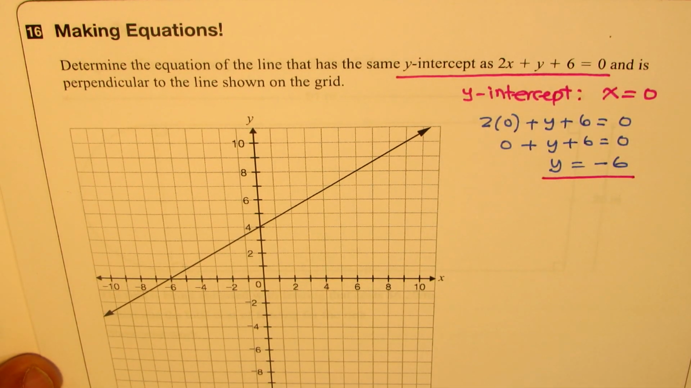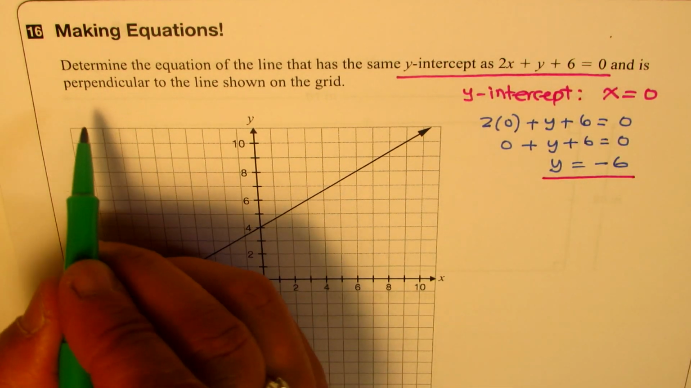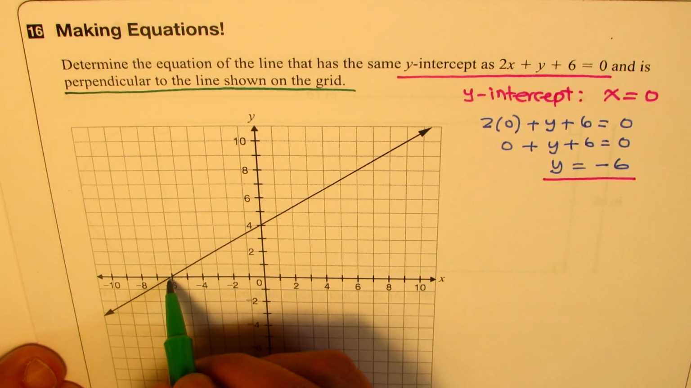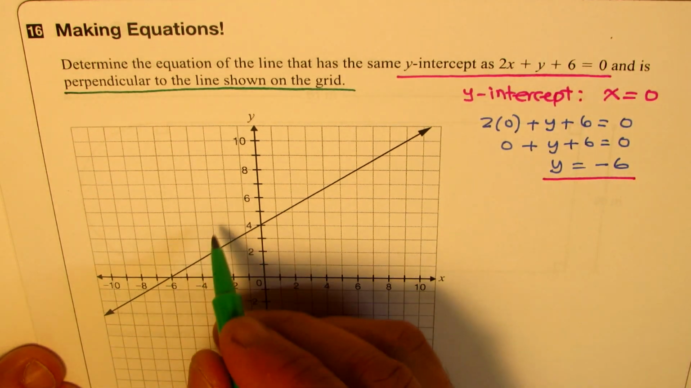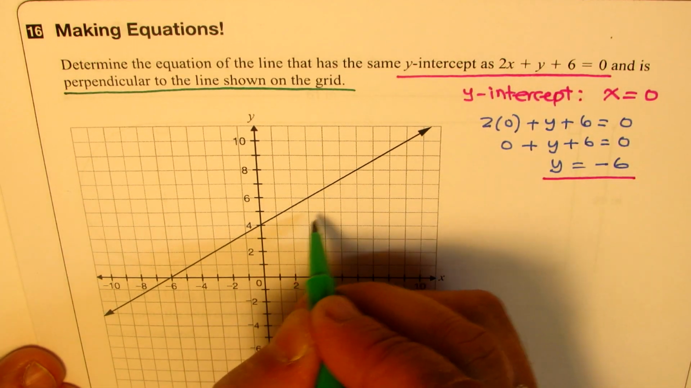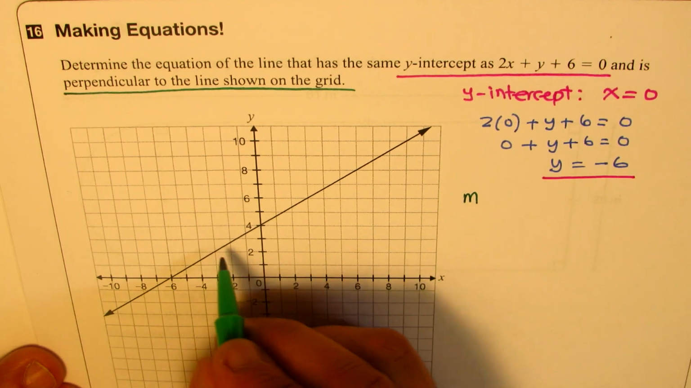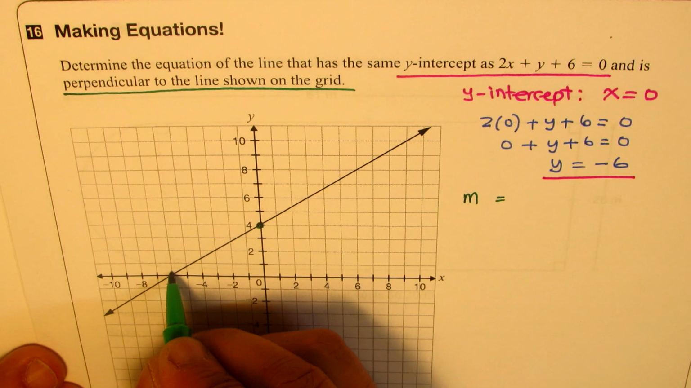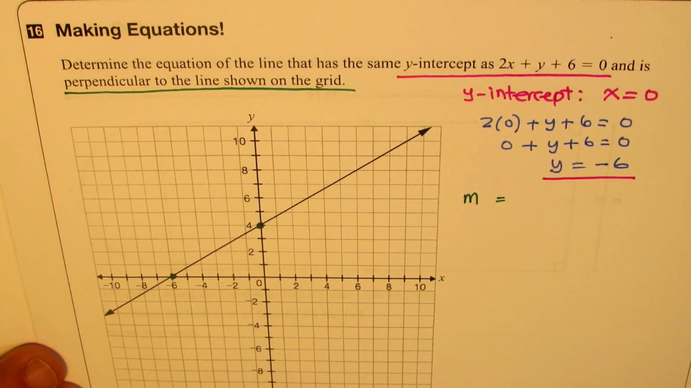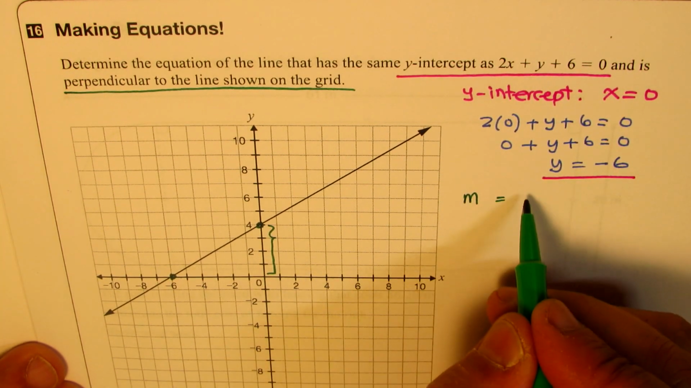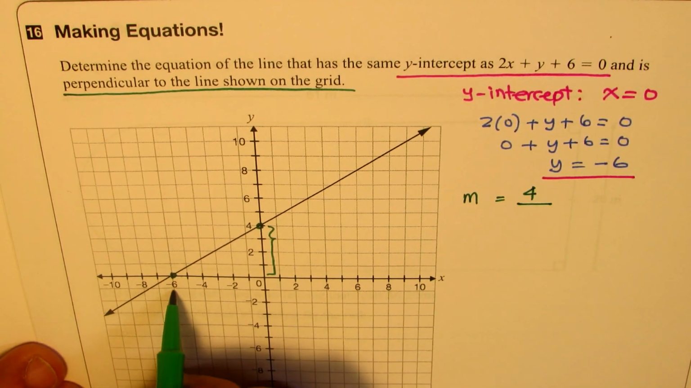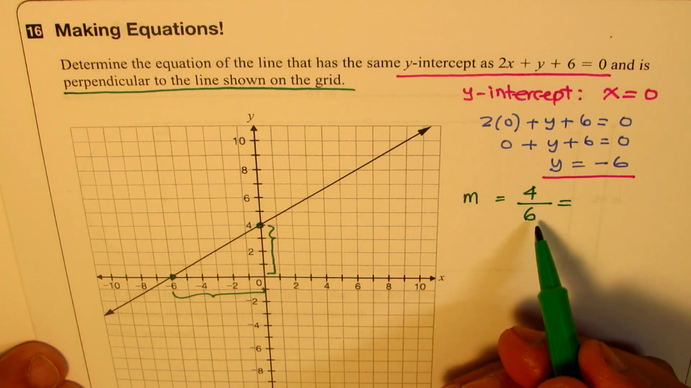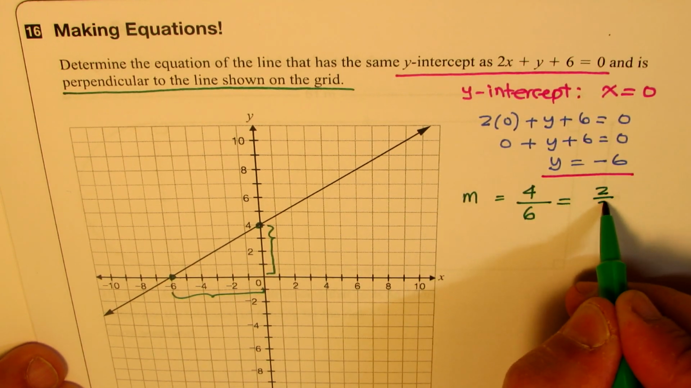Now the second part of this is that the line is perpendicular to the shown line. So perpendicular means negative reciprocal, right? So first, let's find the slope m of the line given to us. We can take 2 points, and these two intercepts are actually good points. Here you can see that the rise is 4, and the run is 6 units. It makes sense. It is rising, so it has to be positive 2 over 3, right?